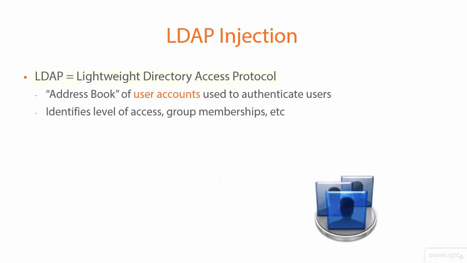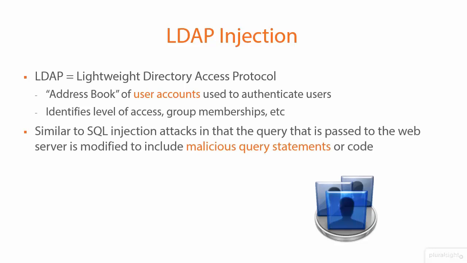Okay, the next is LDAP, or Lightweight Directory Access Protocol. And LDAP, whether it's in a Windows system or a Linux system, is used as an authentication mechanism. It's an address book, quote unquote, of user accounts, and it's used to authenticate users. It identifies the level of access, group membership. So similar to SQL injection attacks, we can use an LDAP injection attack to basically pass a query to that web server and modify it in such a way that the database or the LDAP designer did not intend. In other words, we're going to inject malicious query statements or code into that directory, and again, have it return information that we're not supposed to have access to.